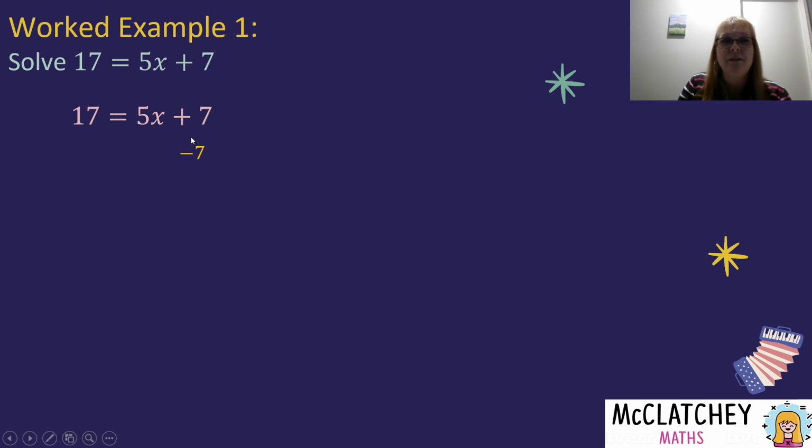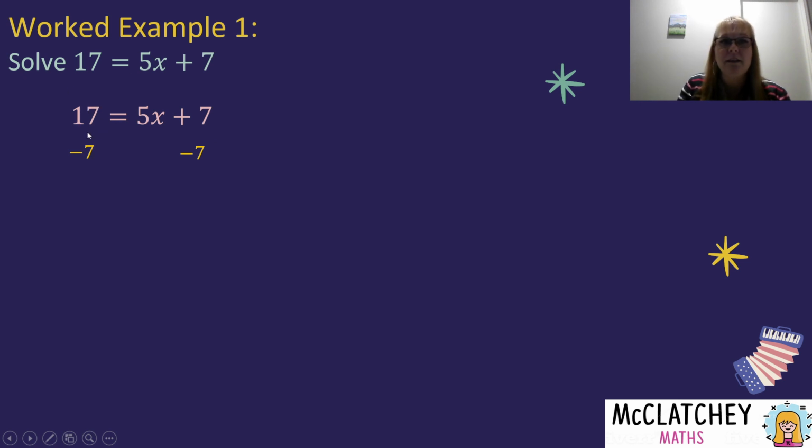I'm going to take it away from this side. But remember, I can't just take it away from one side. I've got to take it away from both. And you can see on my line of working, what I've done is I've lined it up nice and neatly underneath, that I'm subtracting the 7 from both sides. Some people like to do it off to the side in a set of brackets. Other people like to rewrite it as 17 take away 7, 5x plus 7 take away 7 as well. That's fine. That can get a bit messy though. So that's why I like to just line it up underneath.